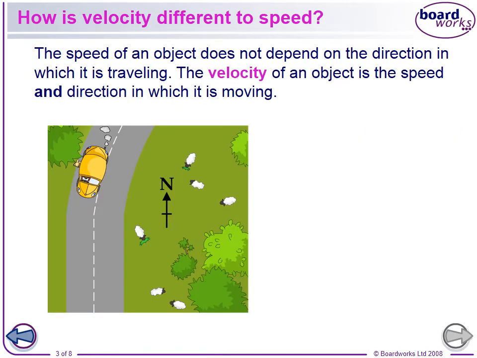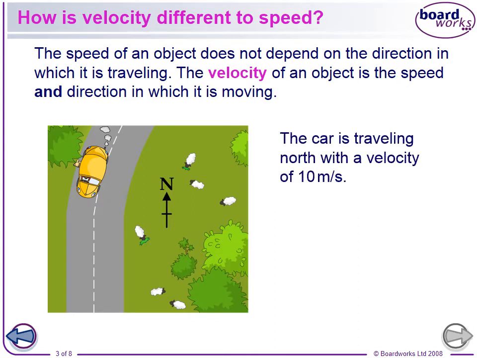So velocity is a little bit different from speed. The speed of an object does not depend on the direction that it's traveling. However, the velocity of an object is the speed and the direction in which it's moving. So this car is traveling north with a velocity of 10 meters per second.